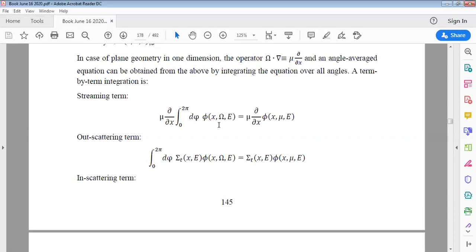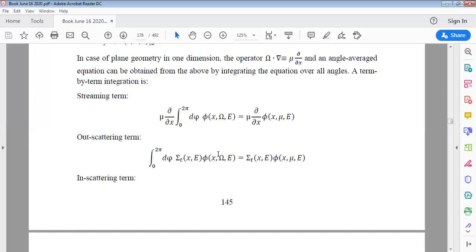So let's get rid of the phi, because remember that d omega is d phi times d mu. Phi is the azimuthal angle, so I'm just going to get rid of it. Let me integrate over it, so all this becomes mu d by dx, phi x mu e, so I've just got one angle left, so mu is cosine of theta.